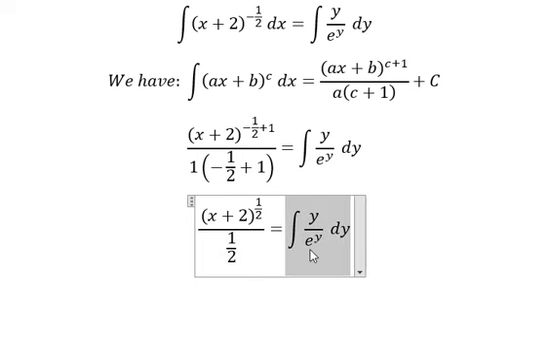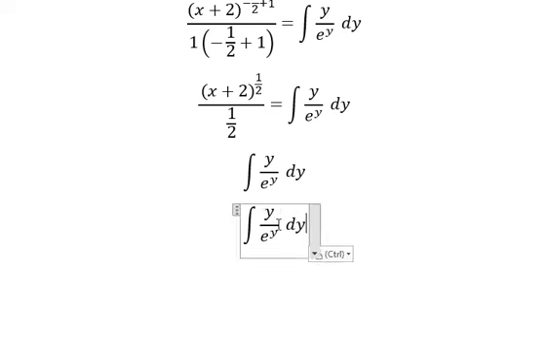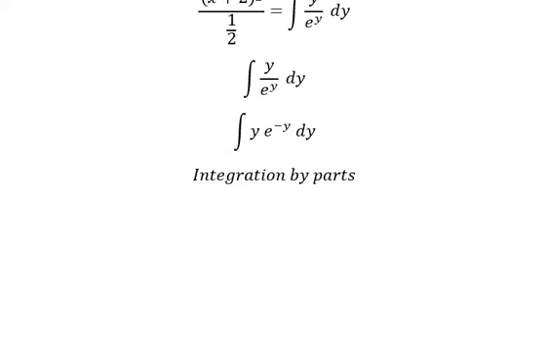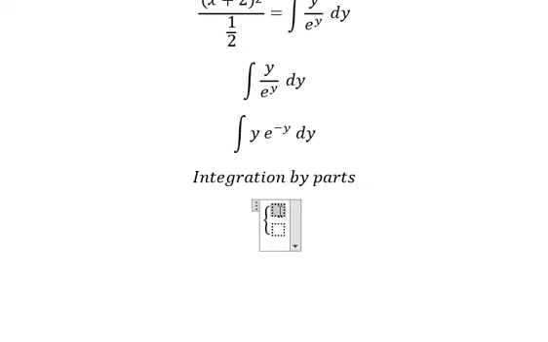And now I will go to this one. So this one we can put into y e to the power of negative y. So we need to use integration by parts. And we can put u equals to y.